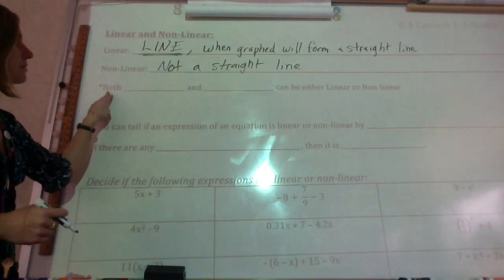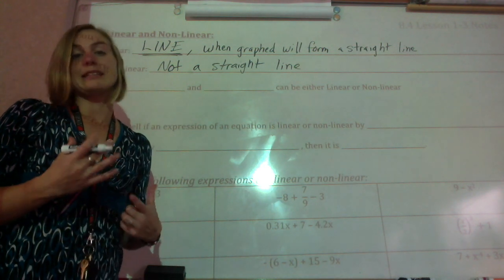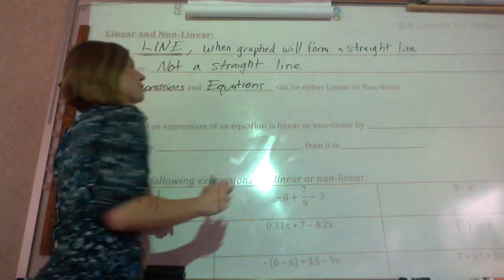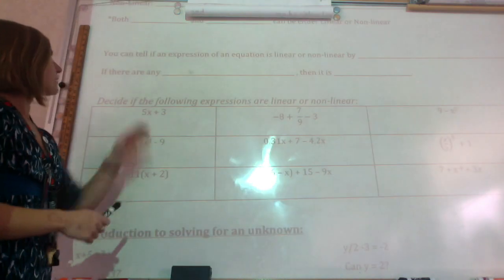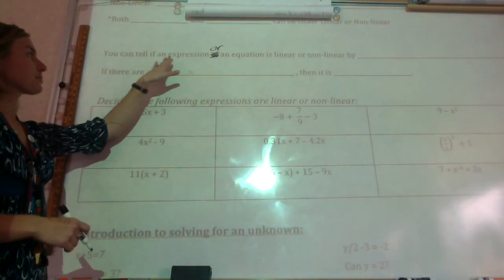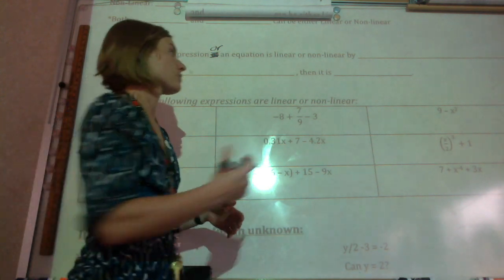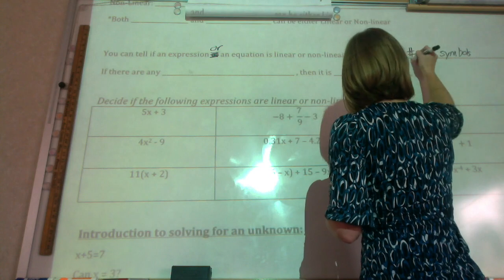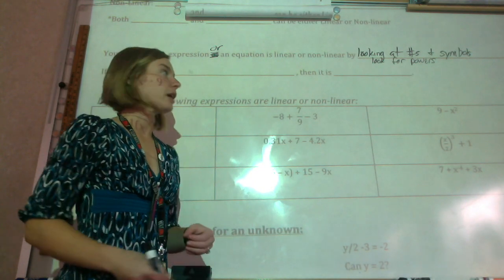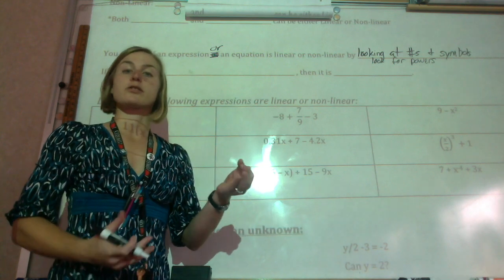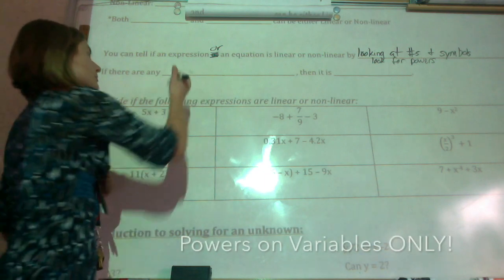So now let's fill in this blank. Both blank and blank can be linear or nonlinear. So it's both expressions and equations. An expression can be linear or nonlinear, and an equation can be linear or nonlinear. Now let's fill this in. You can tell if an expression or equation is linear by looking at the numbers and symbols and looking for powers. You'll remember from Unit 1 that powers were essentially talking about exponents. But not just all exponents, square roots also count as powers. So if there are any powers, then it's nonlinear.